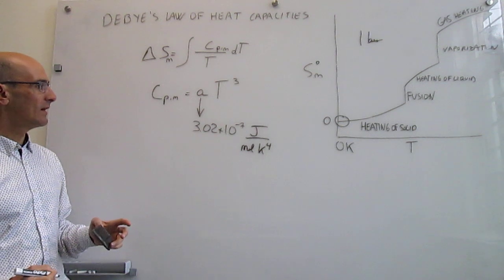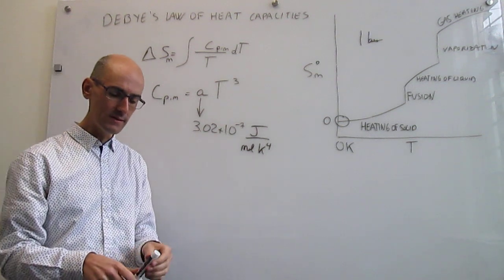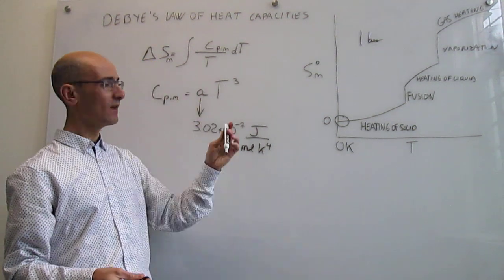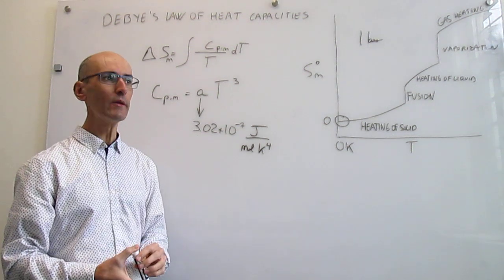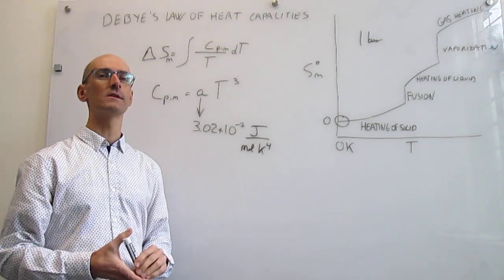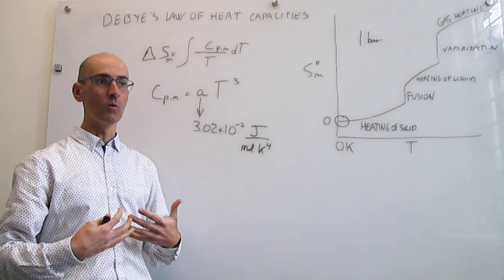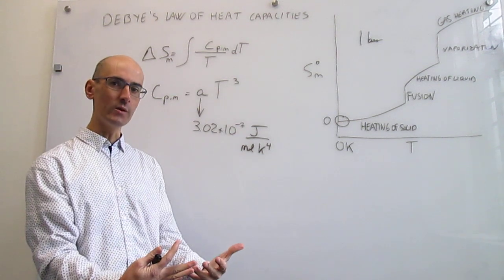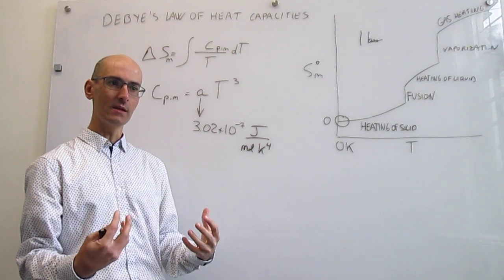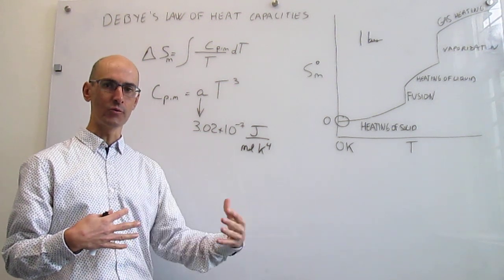The way that Debye found this cubic relationship was by simply thinking about what happens to a crystal, to a solid substance that is crystalline, when you start to add energy to it as heat. How does this solid absorb that energy that you're transferring?